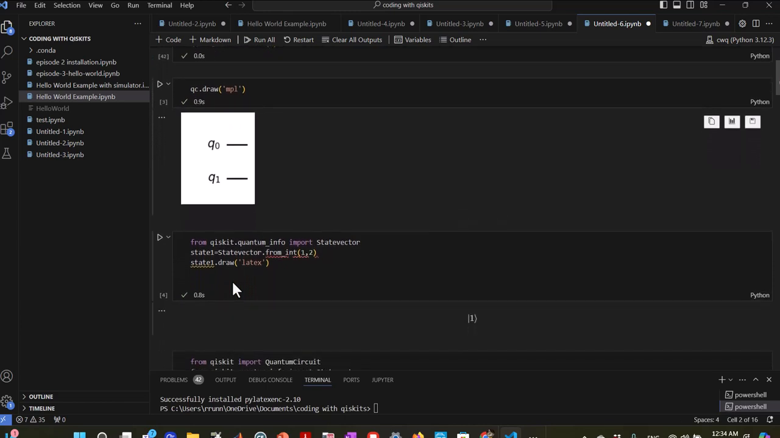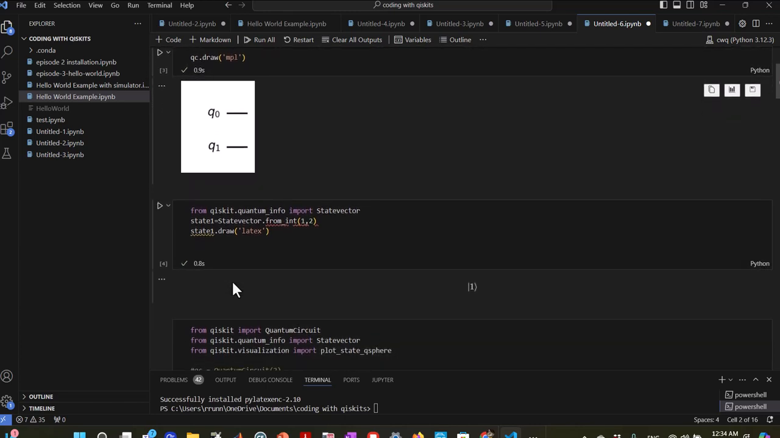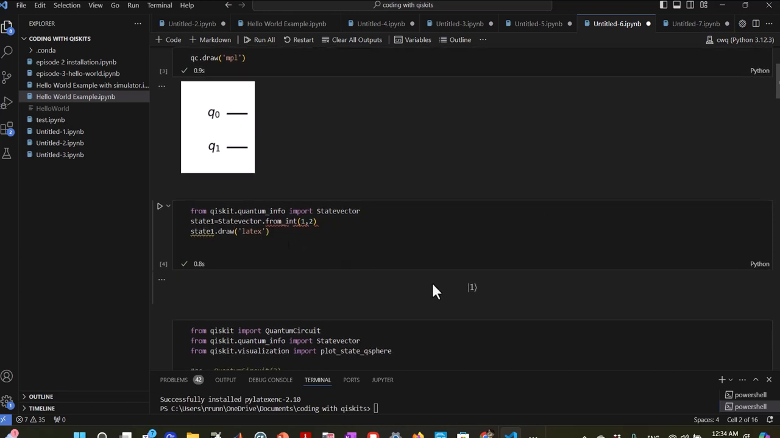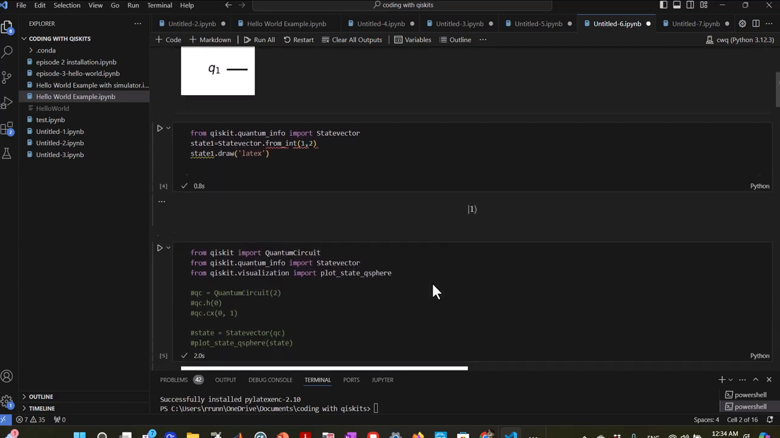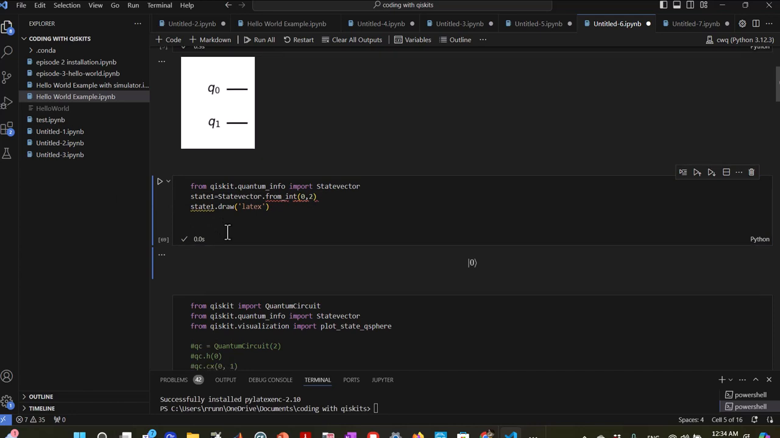I can use various different features to display. So here I am creating a state vector that I want to be in state 1, and then I am drawing it, and it's just showing that I can do that. And then I could change this to 0, and there we have that.